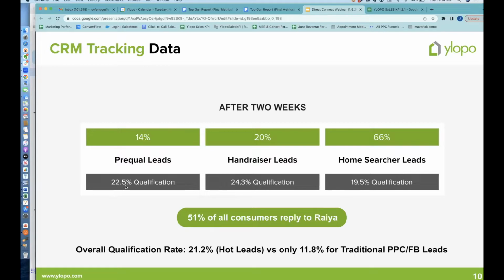And we have a 22%. And so this is all Ylopo customers, right, G? This is all Ylopo customers on Direct Connect. Yep. And we're seeing a 22.5% hot prospect rate, which we call qualification rate, 24% qualification rate for hand raisers, and 19.5% qualification rate for home searchers, right? Bottom line is our overall qualification rate, 21.2% hot prospects for Direct Connect versus 11.8% for traditional, right? Almost exactly 2x, right? So that was the objective of all of the marketing that we were attempting to do.